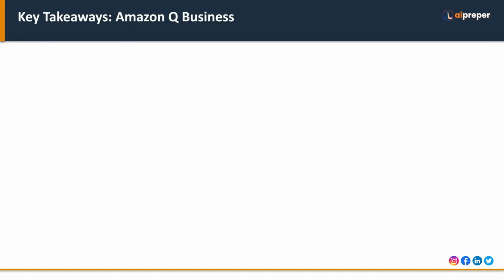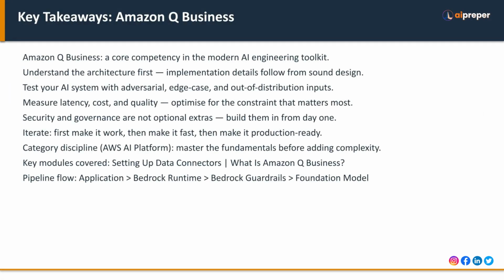Key takeaways emphasize Amazon Q Business as a core AI competency. Remember to understand the architecture, test rigorously, measure quality, build in security from day one, and follow the pipeline flow: application, Bedrock runtime, guardrails, and foundation model.